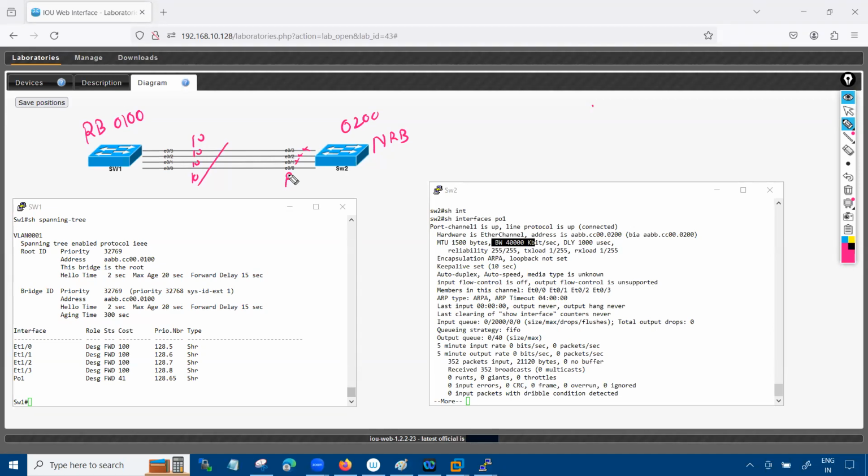So instead of running the spanning tree on the physical link, now I'm running the spanning tree on the logical link. My logical topology is switch 1 and switch 2, and instead of 0/0 and 0/0 it's Port-channel 1 and Port-channel 1, PO1 and PO1. On this particular link I'm running the spanning tree protocol, and the capacity of this link is 40 meg. Understood? Same way, you can do that.